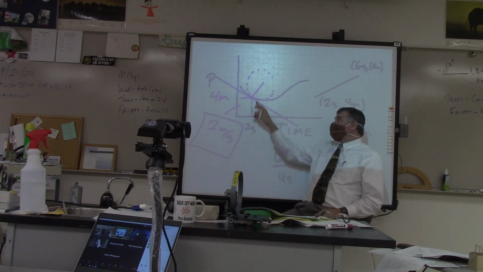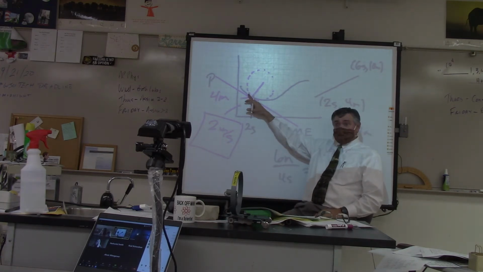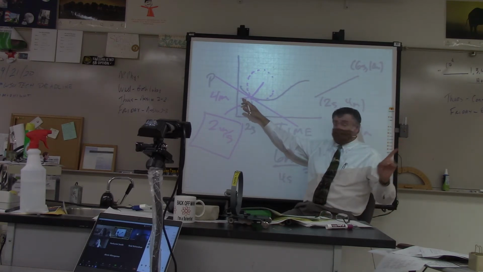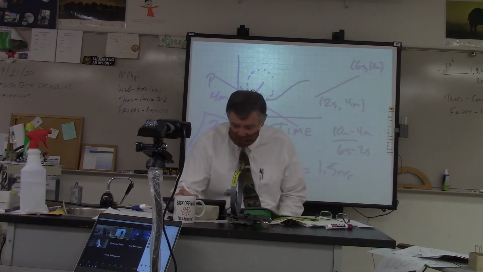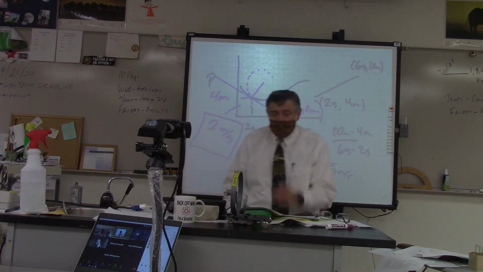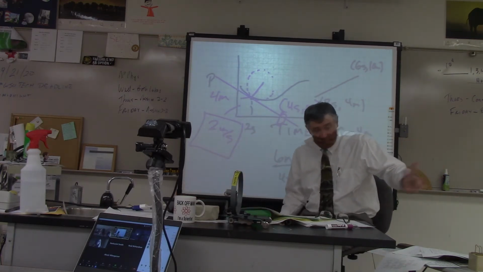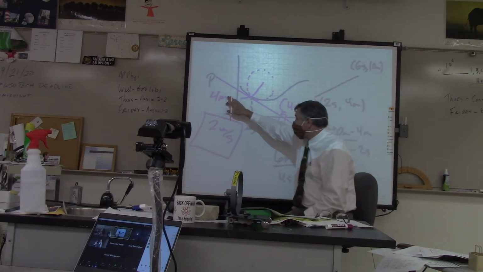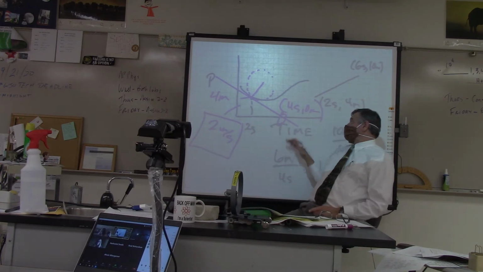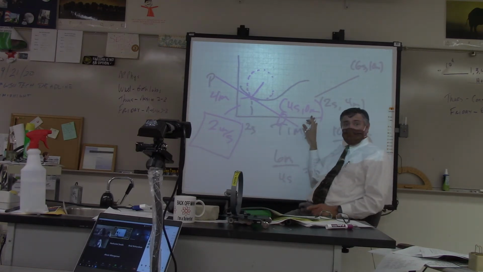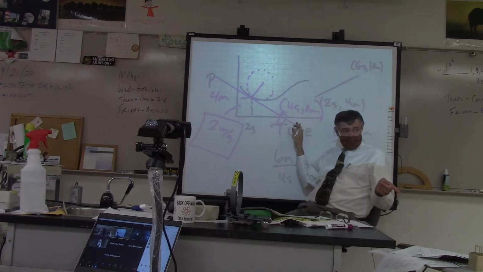I can use this as one of my points. Okay? I can use that as one point. But I've got to pick another one. So let's say that this point in time out here is like, I don't know, 4 seconds and 0 meters. Now I have 2 points. Now I've got 4 meters and 2 seconds as one data point, and then I've got 4 seconds and 0 meters as my other data point. Okay? Now I can calculate my displacement.